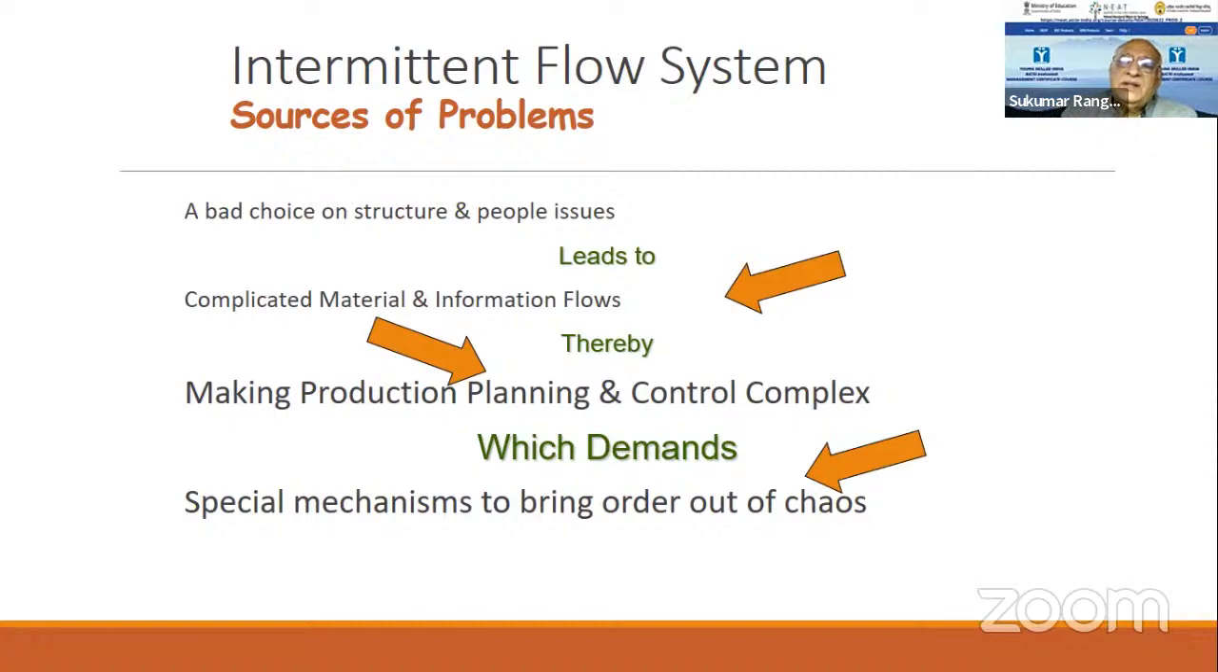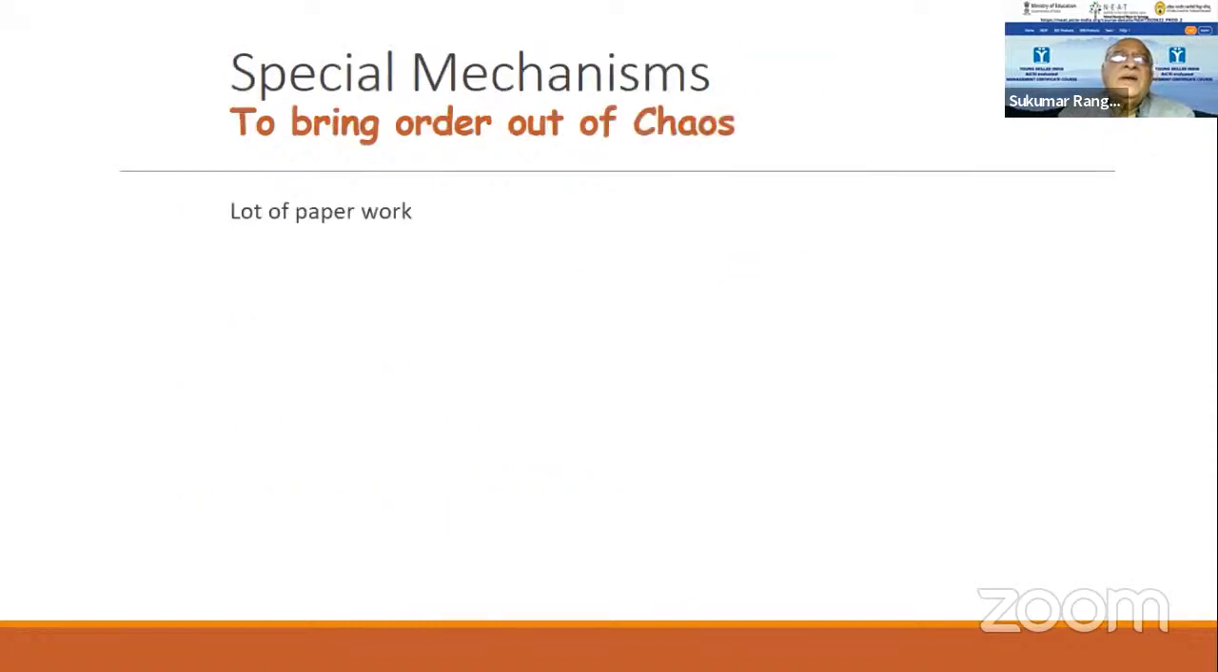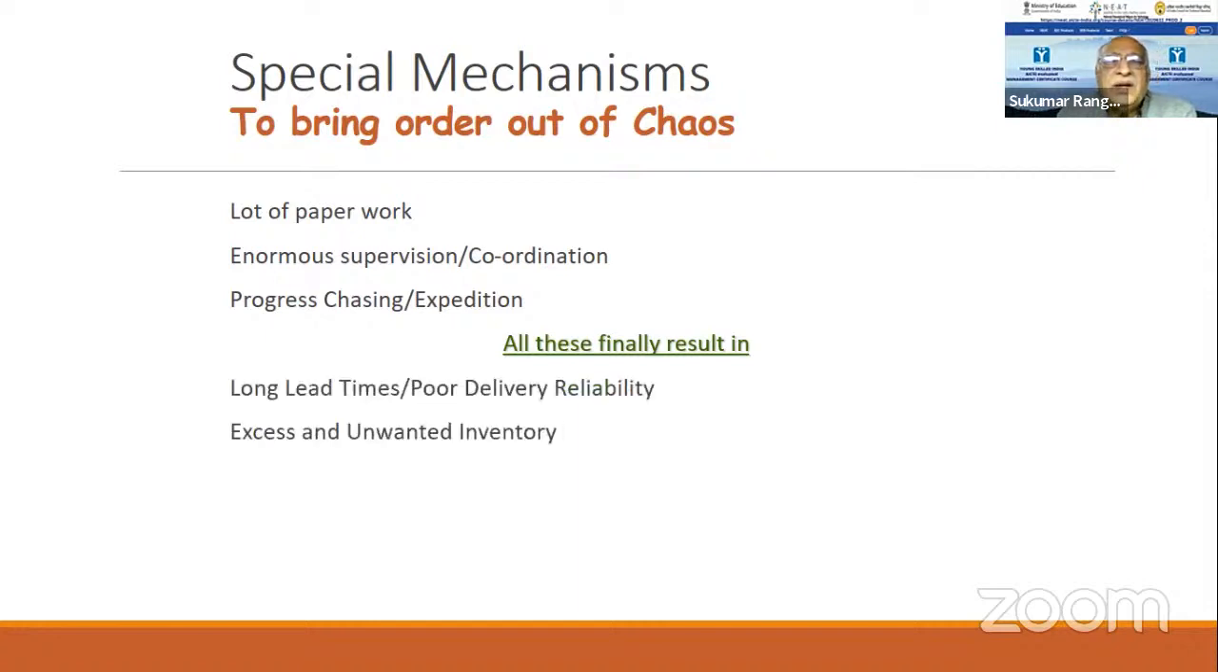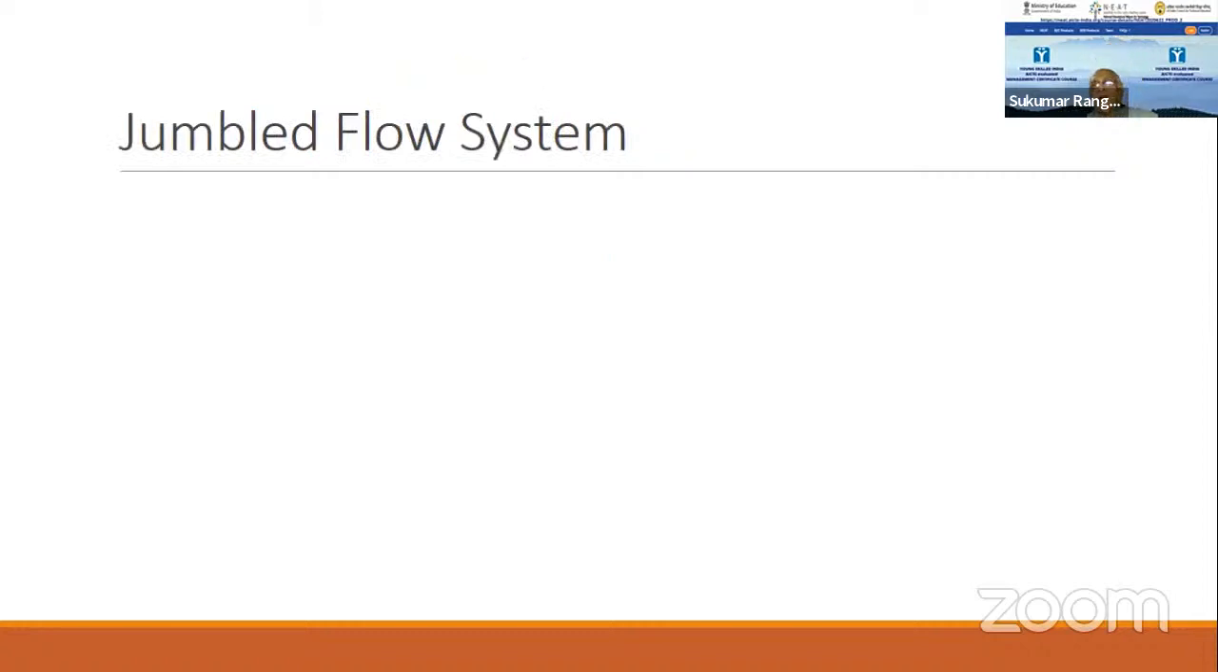That is the thing. Special mechanisms are needed: a lot of paperwork, of course, planning, enormous supervision, coordination, progress chasing, expedition, because you need to know at what stage, which product, which order, where it is lying, etc. Long lead times, unwanted inventory because you gather to make up for the shortages, high overhead costs, etc.